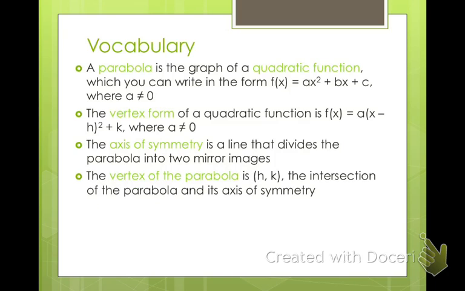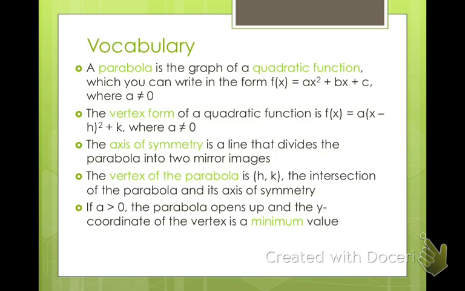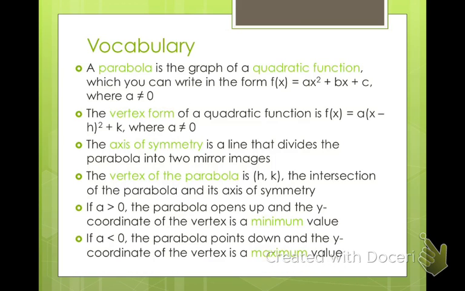And the vertex of the parabola is (h, k), and that's either the minimum or the maximum of our U-shape. And if a is greater than 0, the parabola opens upward, and your y value is a minimum. But if a is less than 0, that means it's a negative number, then reflections come into play, and it's going to open downward, and we're going to have a maximum value for a vertex.